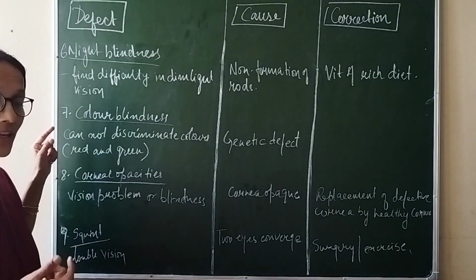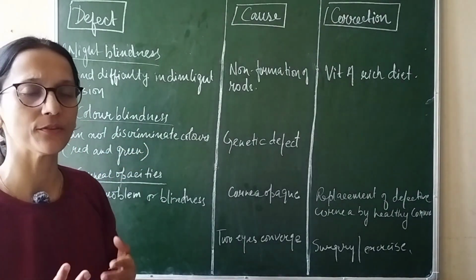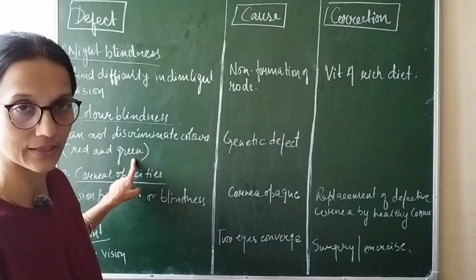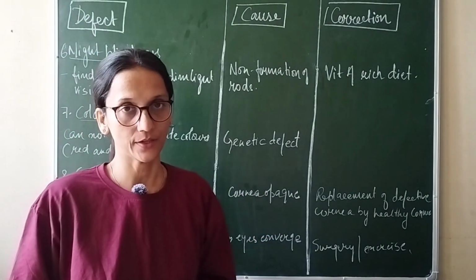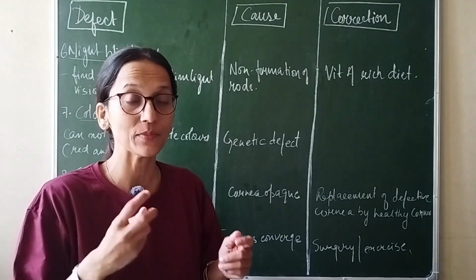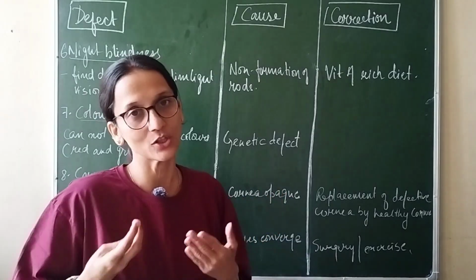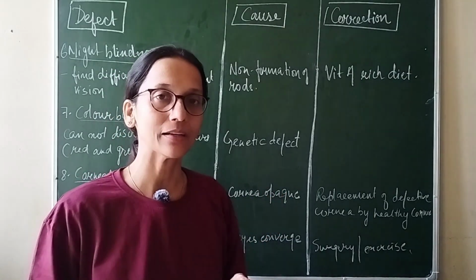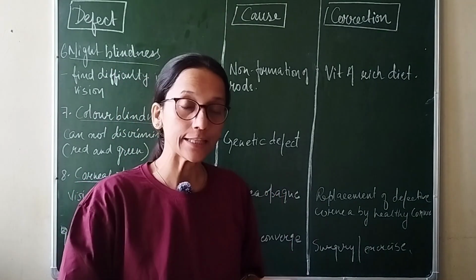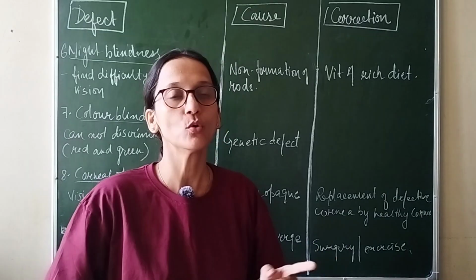In such patients, they find difficulty in discriminating between different colors, especially between red and green. This is a genetic defect. So since it's a genetic defect, that means it is getting passed from the previous generation to the next generation, and there is a pattern in which this defect is passed. This kind of defect affects male more than female.